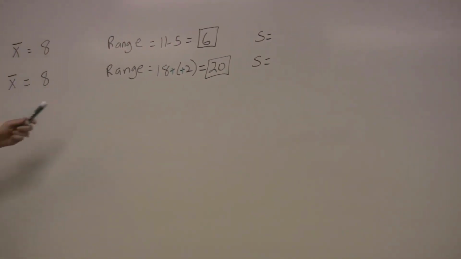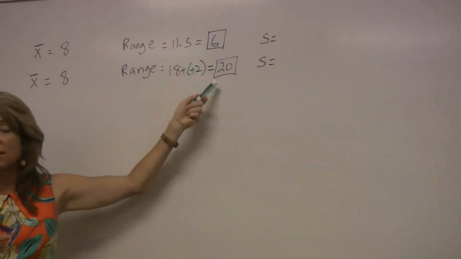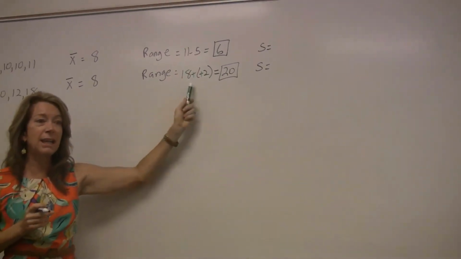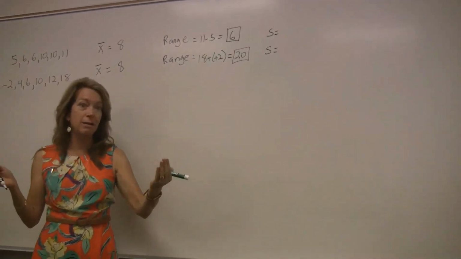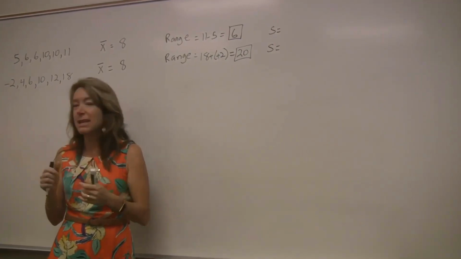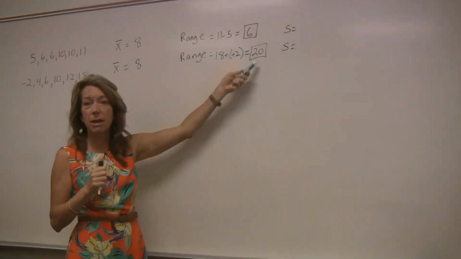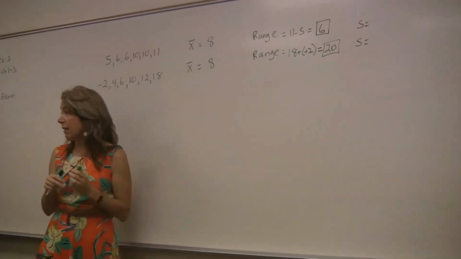So this range is higher than this range. Right, because 20 is higher than the 6, which tells me that the second list has more variation than the first list. The bigger the number, the more spread out they are. We could kind of tell by looking at them, but sometimes the list is so messy that you can't really tell. Everyone agree that the bigger number means they're more spread out? Okay, so that's one way of measuring the variation.